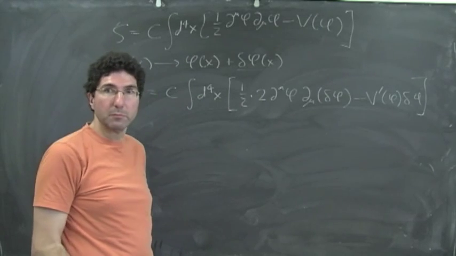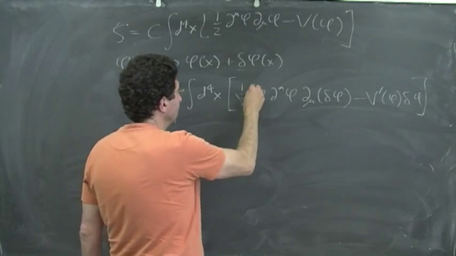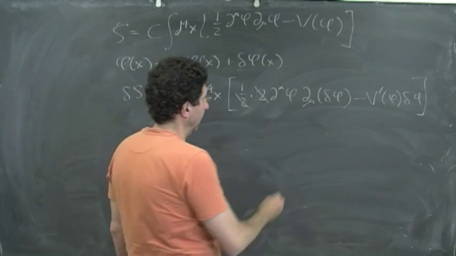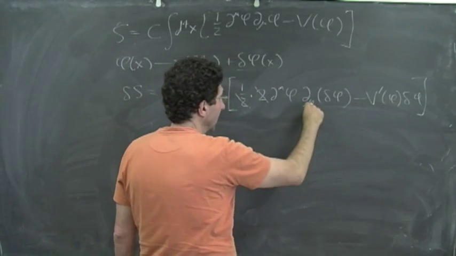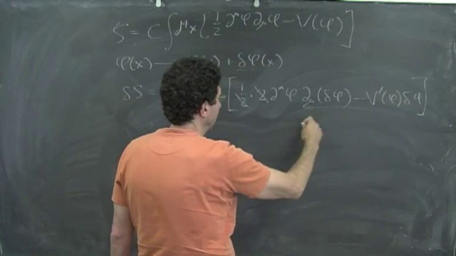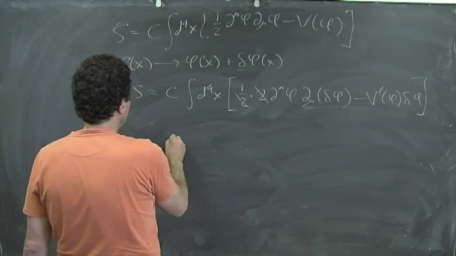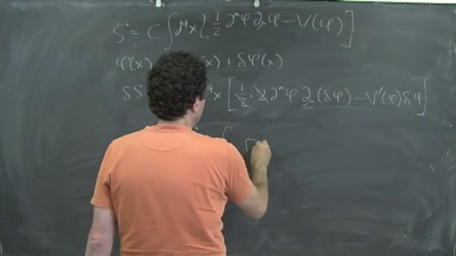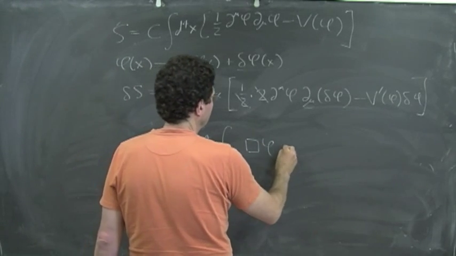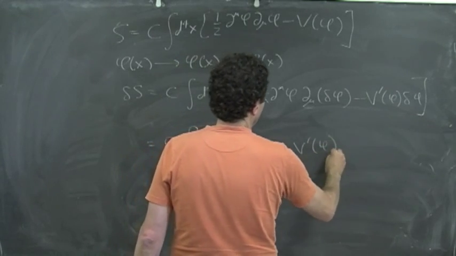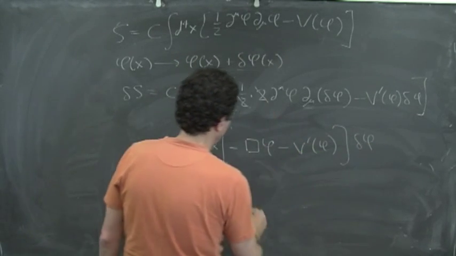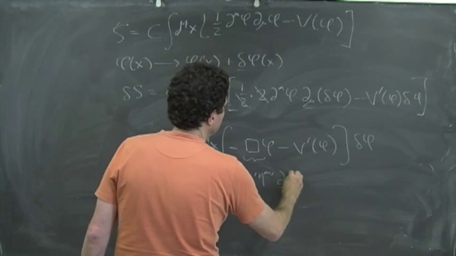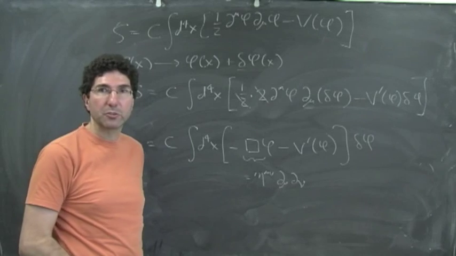Now, just like in the case of ordinary mechanics, we need to do an integration by parts. We want to get this derivative off of the variation, so we move it over, and we get C d4x times minus box phi minus V prime of phi, and we can factor out delta phi. Box here just means eta mu nu d mu d nu. It's just a convenient shorthand.